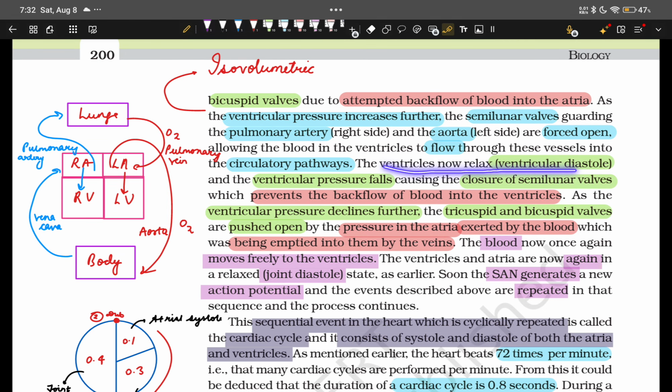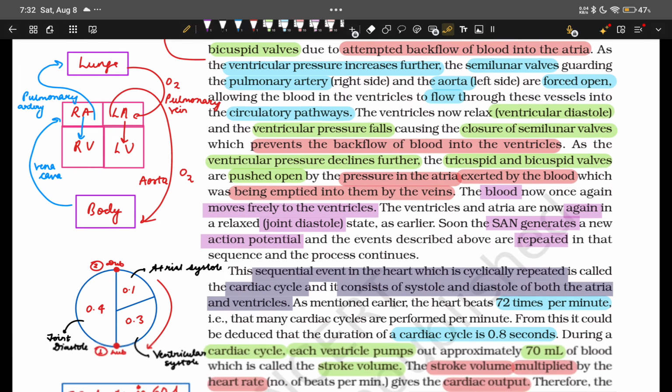Now the ventricles relax, ventricular diastole, and the pressure falls. Joint diastole starts coming, where the atria are relaxing and the ventricles are relaxing. This is when the pressure inside the ventricle decreases. And when pressure falls, first thing first, there is closure of the semilunar valves to prevent backflow. And then ventricular pressure declines further. Because of that, the tricuspid and bicuspid valves are pushed open. How? By the pressure of the atria, exerted by the blood which was being emptied into them by the veins.